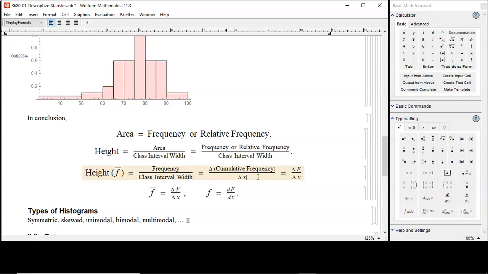So what do you have? Delta, the difference of cumulative frequency over delta x. And if I name this cumulative frequency as capital F, then delta capital F over delta x, hey, we have a derivative. Indeed.